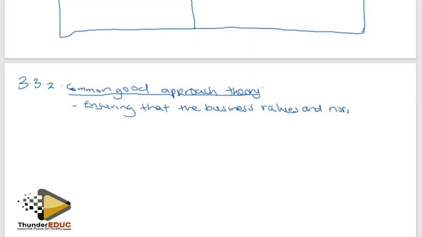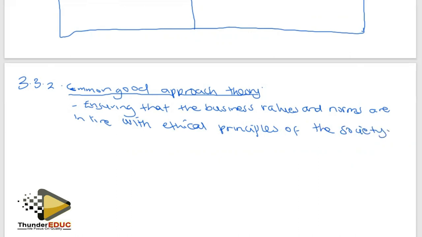are in line with ethical principles of the society. So what is done in the business must not be different whatsoever from what is known in the society. You get that? So the business must not be a separate entity from the community. What it thinks is ethical must also be ethical to the society.